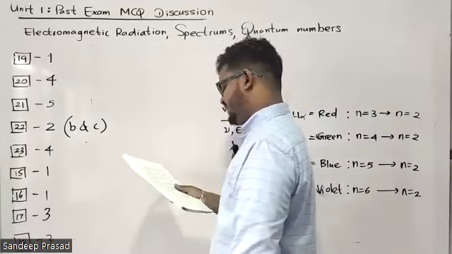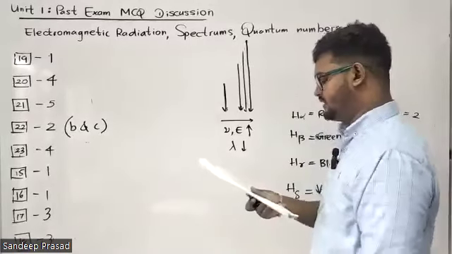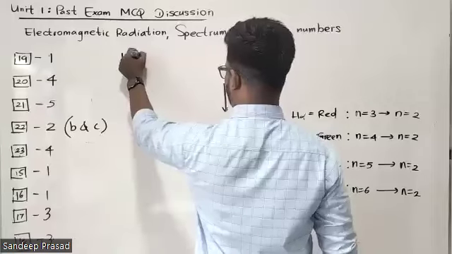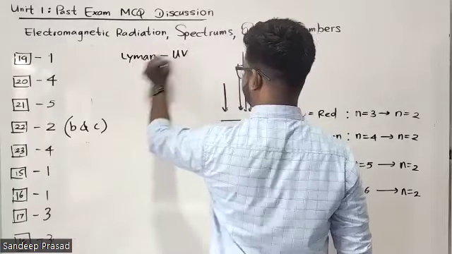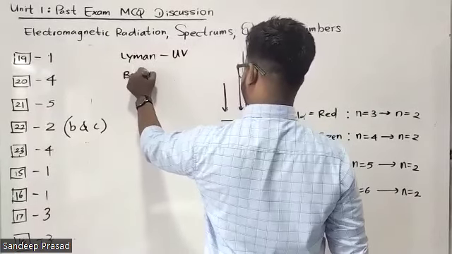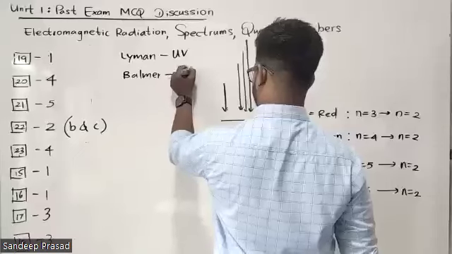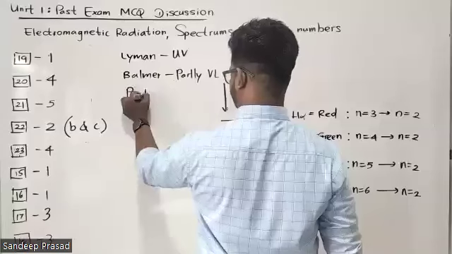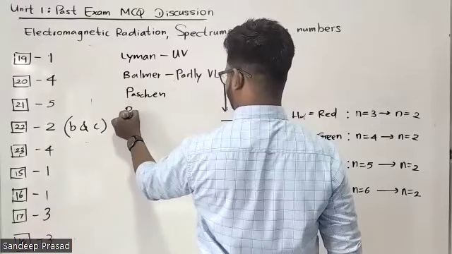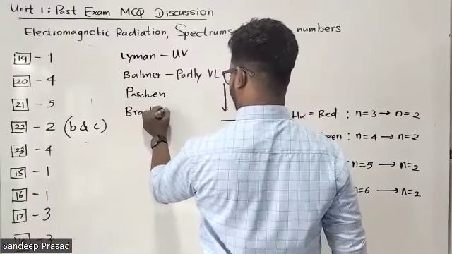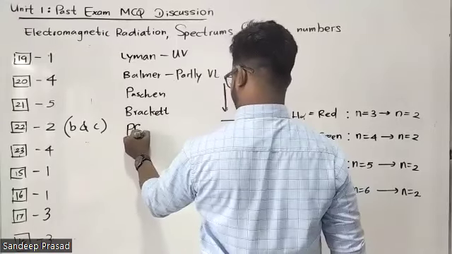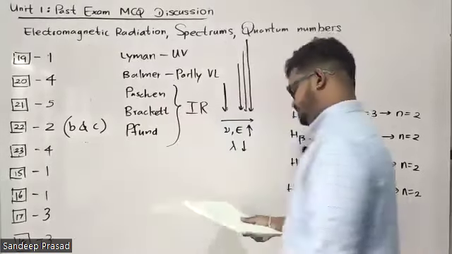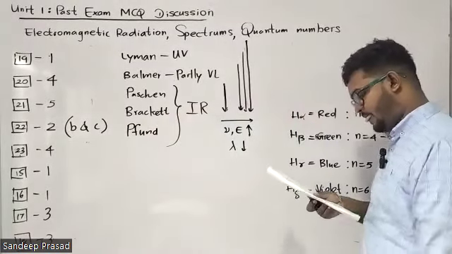The first series of lines, Lyman, occurs in the infrared region. Wrong. Lyman is in the ultraviolet region. Balmer is partly visible. Paschen, Brackett, Pfund, all these series belong to the IR region. Therefore, that is wrong.